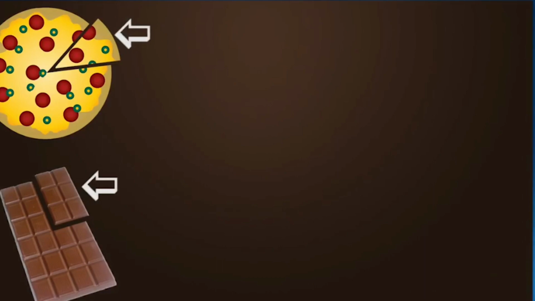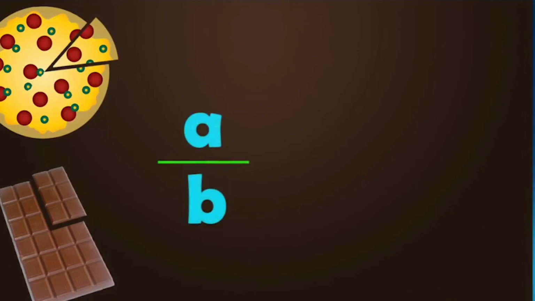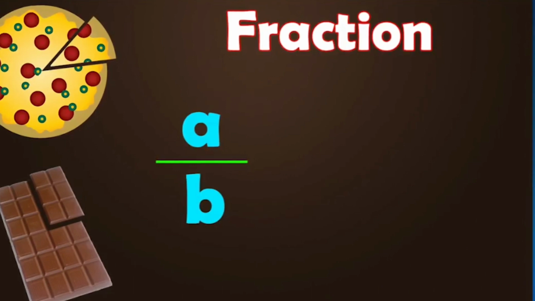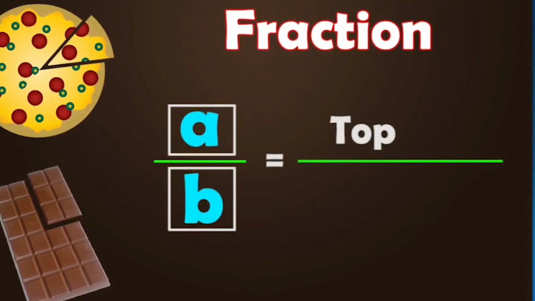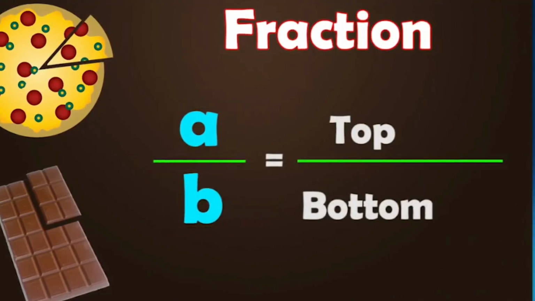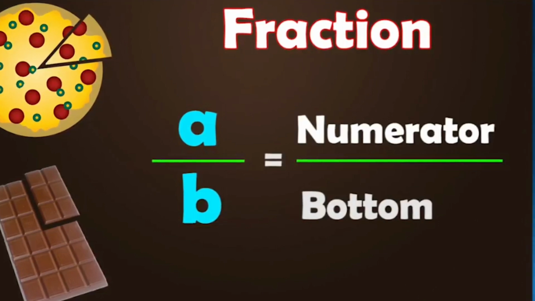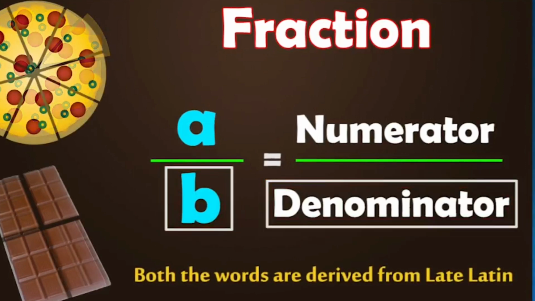A fraction, to a layman, is some part or piece of something. Numbers in the form of a/b are called fractions. Let's learn more about fractions. As you can see, a fraction has two parts. One, the top part, another one, the bottom part. The top part is known as the numerator and the bottom part is known as the denominator.